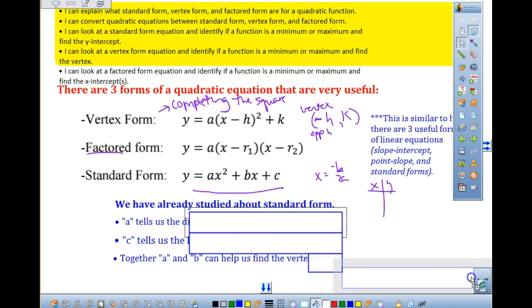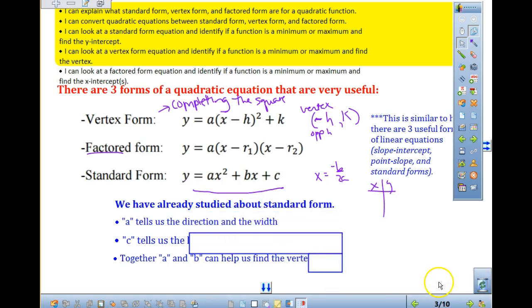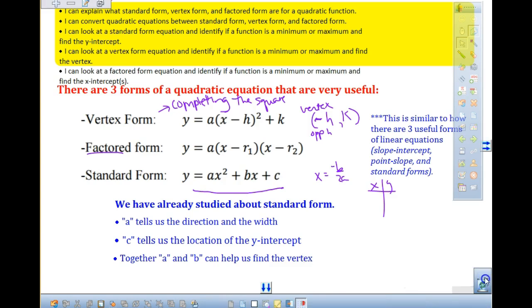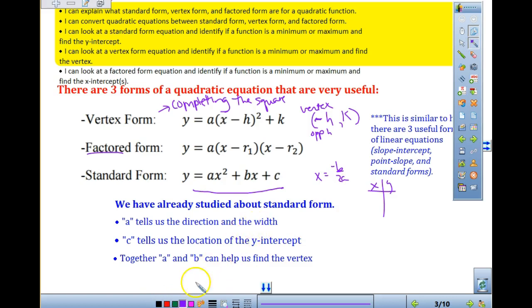The A is always going to tell us the direction and the width. Key things, direction and width. The C tells us where our y-intercept is. And when we take a look at the A and B together, that helps us determine our vertex. So that C is going to help us with our y-intercept, meaning whenever x is 0 in this form, this is where it crosses the y-axis. That doesn't mean it's the vertex. It just tells us the y-intercept.